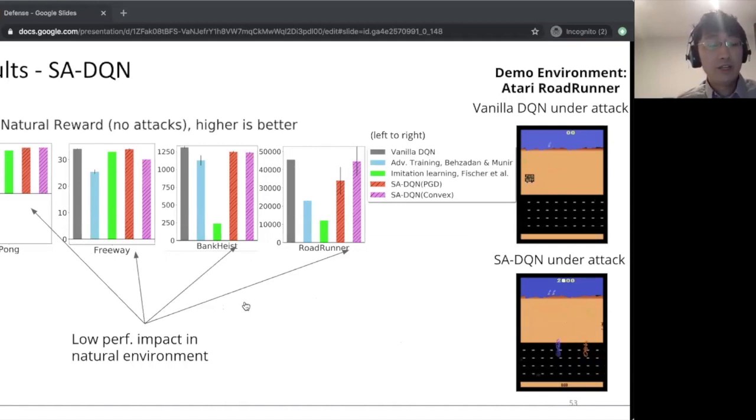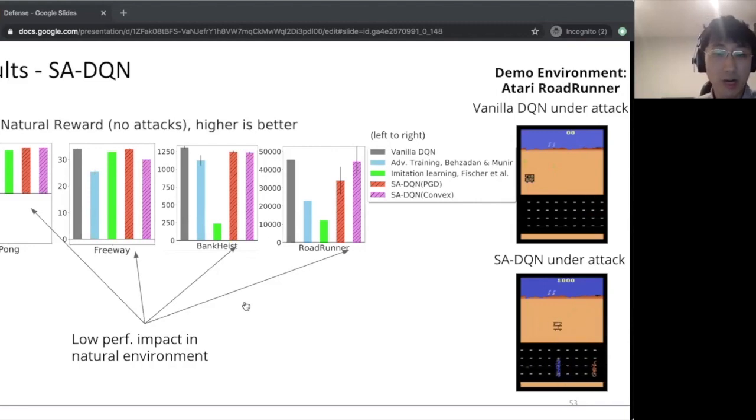For the experiments with DQN, we test our method on 4 Atari computer games. The observation of the agent is the pixel values on different frames of the game. In this figure, on the left, the gray bars are vanilla DQN agents, and the bars with hatches on the right of each figure are SA-DQN solved by the projected gradient descent method or by convex relaxation.